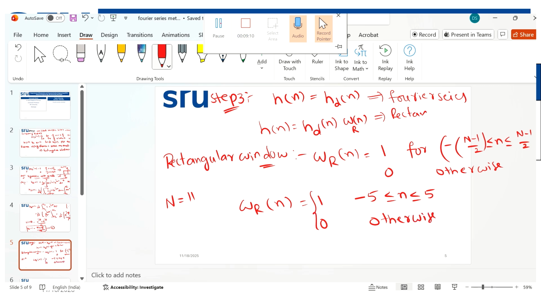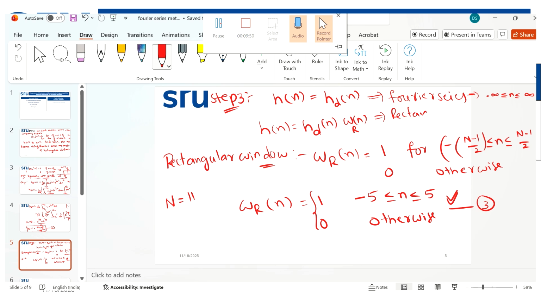Remaining all values. Because of this rectangular window, here the hd of n has n value from minus infinity to plus infinity. But what we are doing here, using the windowing technique, we are truncating the n value from minus infinity to plus infinity to the specific n value, that is minus n minus 1 by 2 to plus n minus 1 by 2. Now give it as equation number 3.